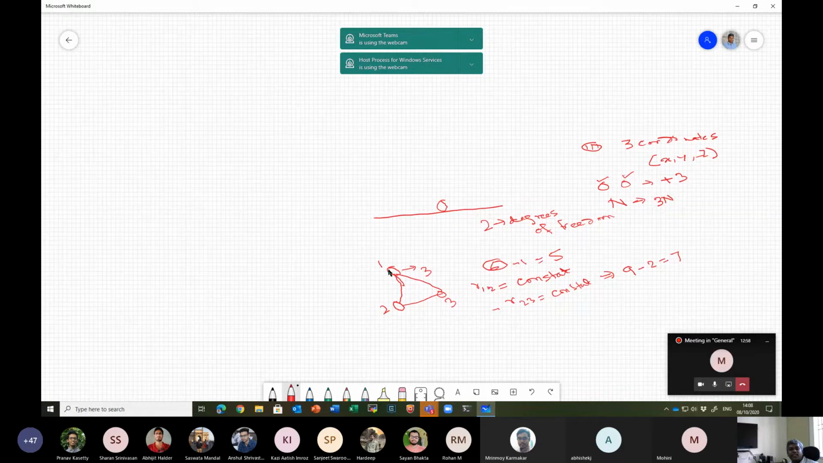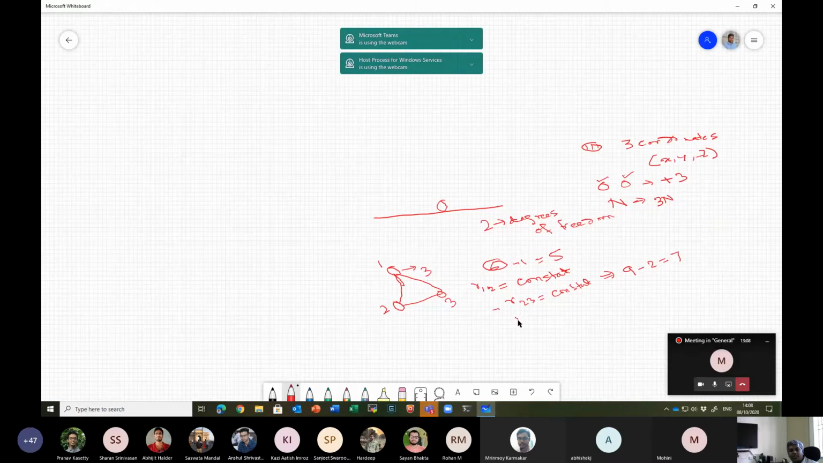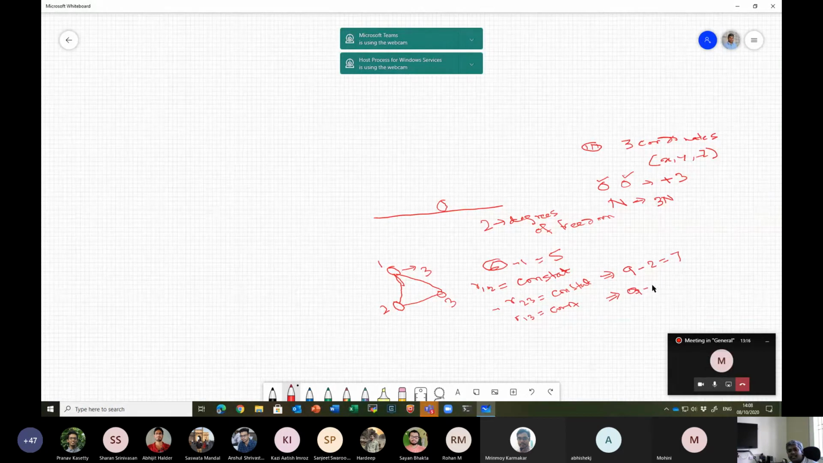Now, if I go further and consider a triangle, we put 3 particles or atoms at the 3 nodes of this triangle, right? As a result, the distances between 1 and 2, 2 and 3, and 1 and 3 are all constant. So if I say R of 1, 3 is also constant, then in that case you get 9 minus 3, which is equal to 6 degrees of freedom.